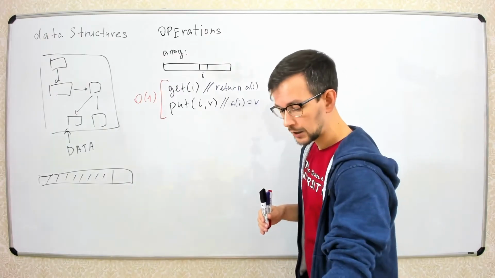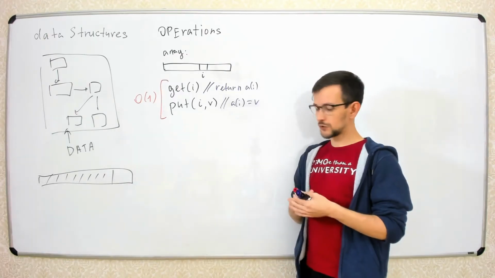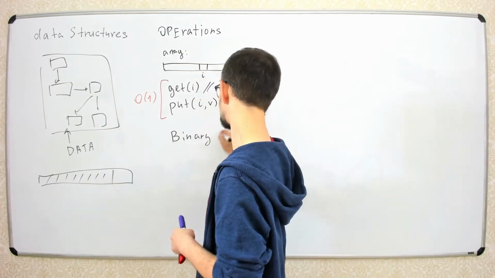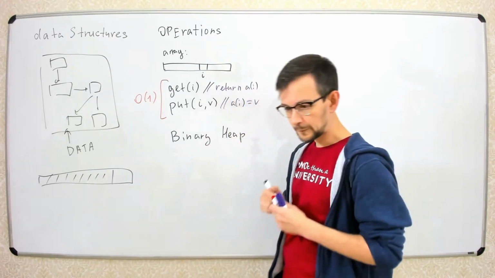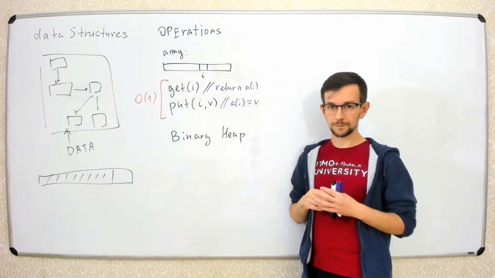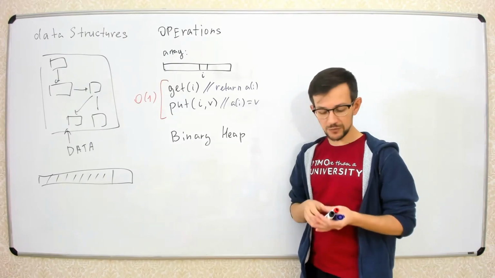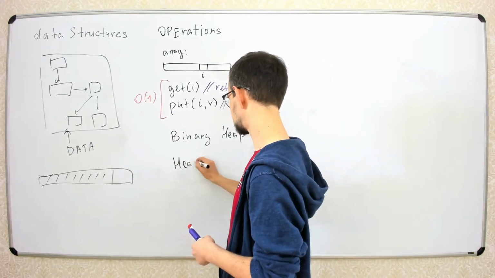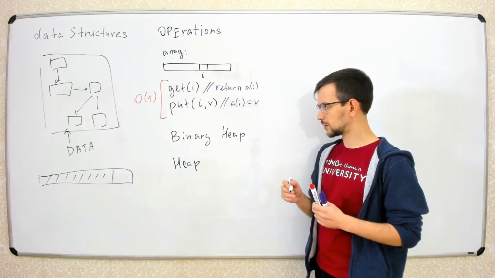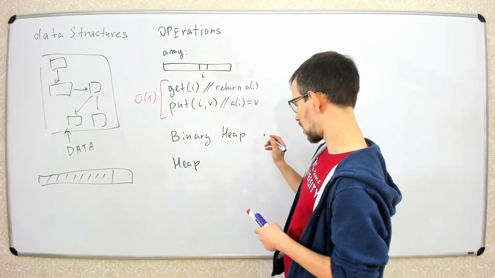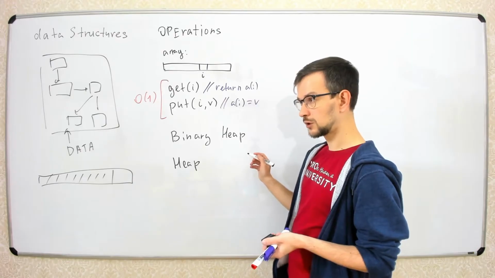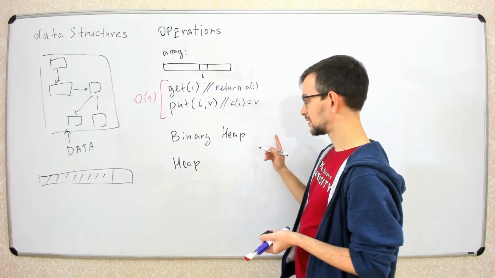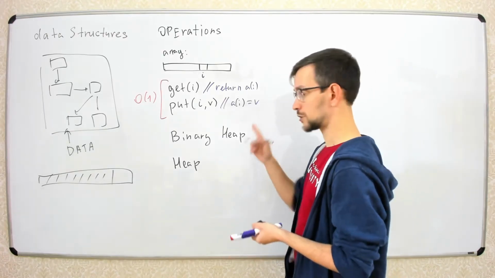Good. And today we will learn our first data structure. Our first data structure will be a binary heap. Good. So what is a binary heap? So heap, or sometimes it's called, it has a second name: a priority queue.